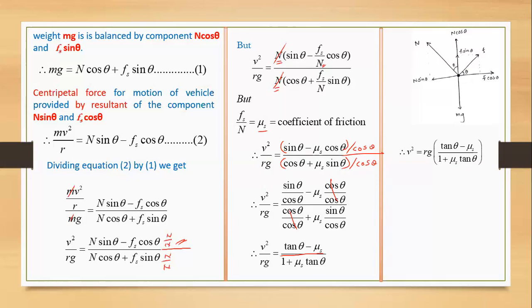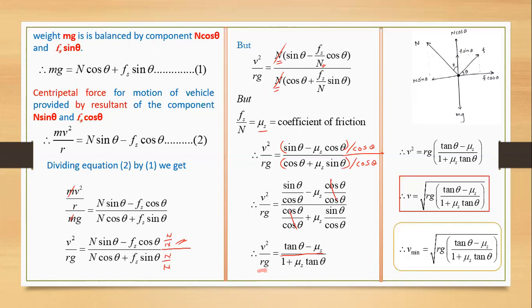Now we can transfer this rg to the right hand side. So we get V square formula. V square is equal to RG in a bracket tan theta minus mu s divided by 1 plus mu s tan theta. So same formula for V. So V is equal to under root RG in a bracket tan theta minus mu s divided by 1 plus mu s tan theta. And this is a lower speed limit.